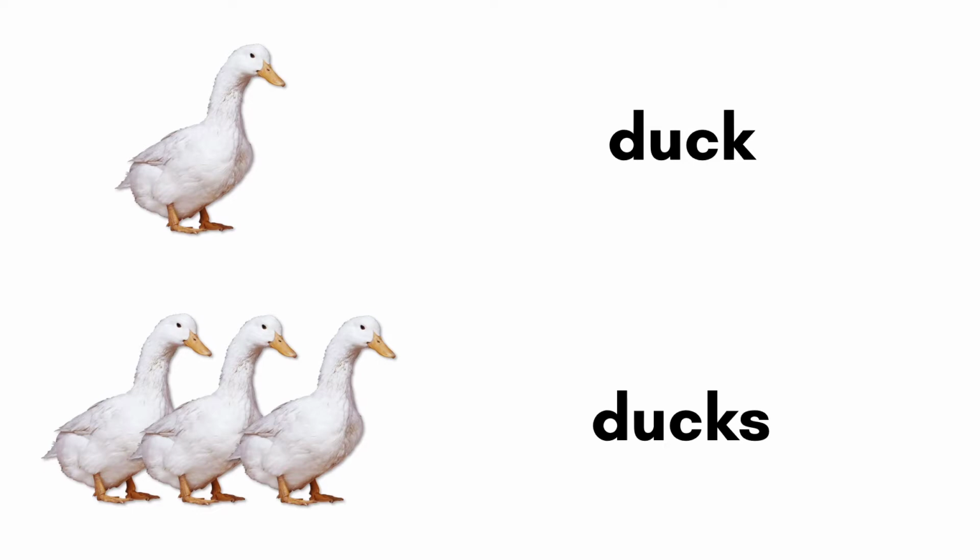So, when we have only one duck, we call it without an S, duck. When we have only one, we call it duck. When we have more than one, we call it ducks with an S. Got it? Alright, let's look at the next animal.